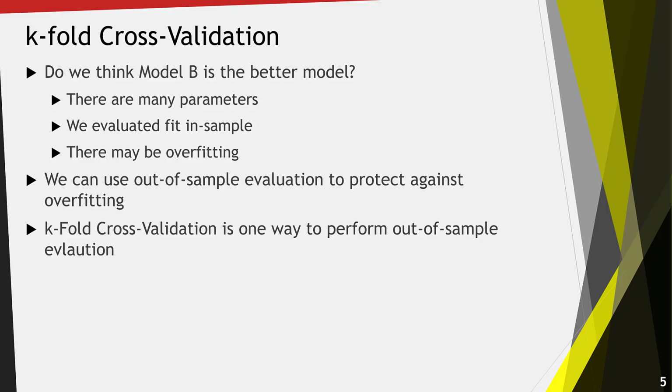Model B has a lot of parameters, and we evaluated the fit in sample. And as we've seen in previous videos, this can lead to overfitting. Using out-of-sample evaluation is one way to protect against overfitting, and we've seen that k-fold cross-validation is one way that we can perform this out-of-sample evaluation.